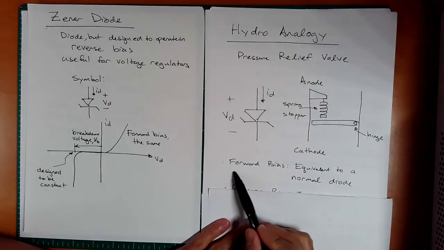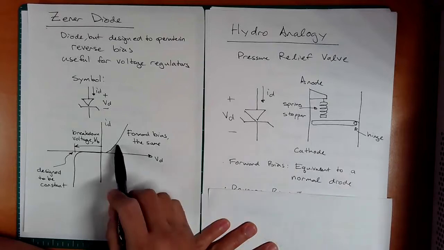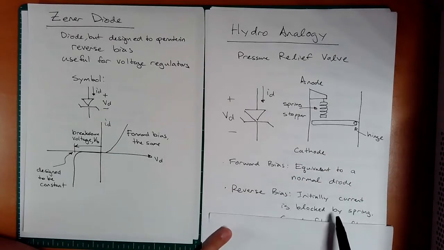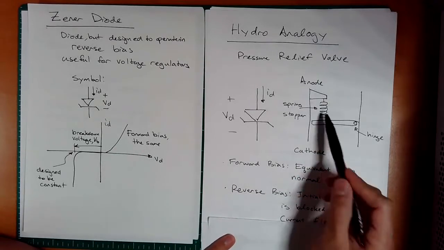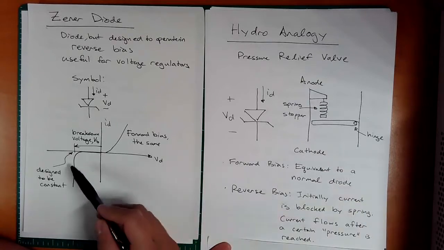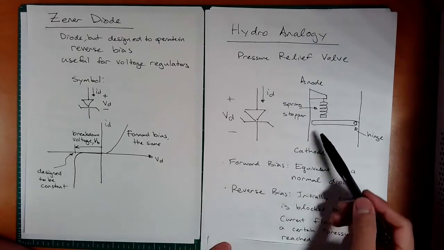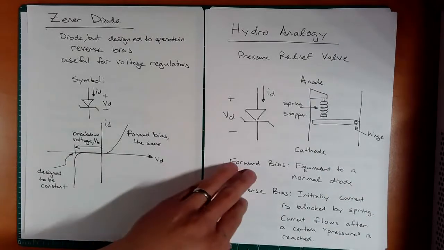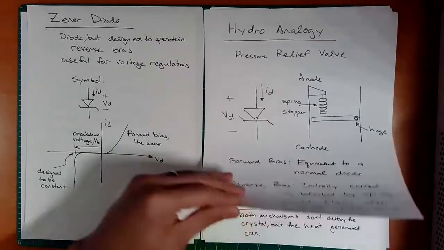So just to repeat, the forward bias is equivalent to a normal diode. And in the reverse bias, initially current is blocked by the spring, but then current flows after a certain pressure is reached. And that's what you're seeing here. I hope this little hydro analogy helps your intuition.